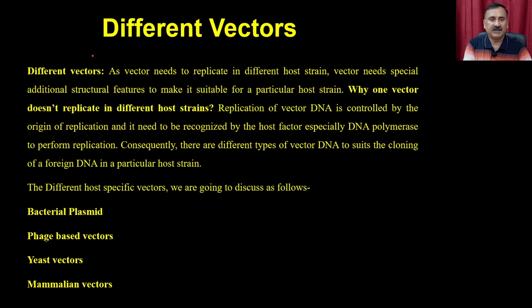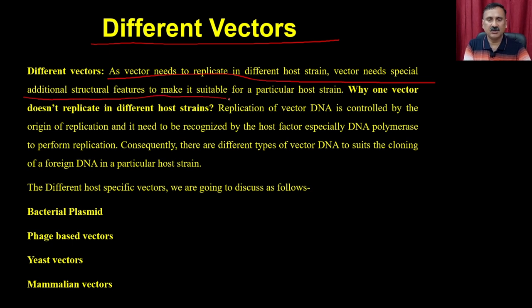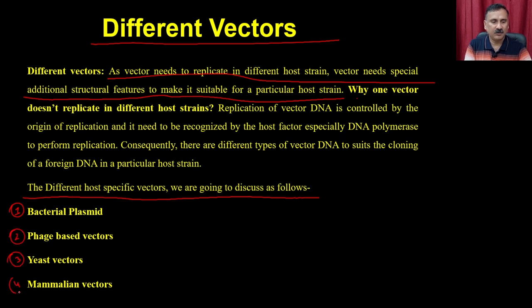We have different types of vectors. As vectors need to be replicated in different host strains, they need additional features to make them suitable for a particular host strain. So the different host strains we are going to discuss are as follows: bacterial plasmids, phage-based vectors, yeast vectors, and then we are also going to talk about mammalian vectors.